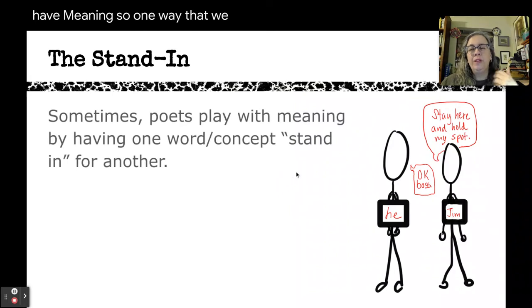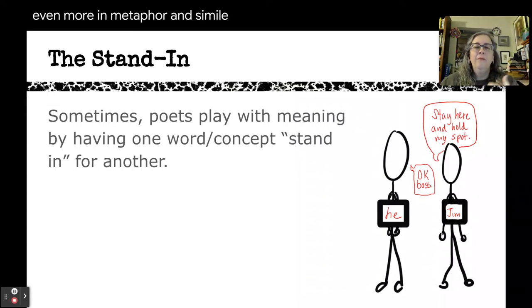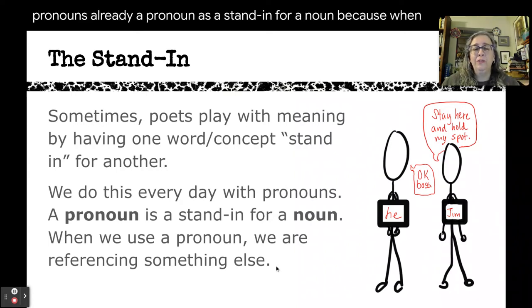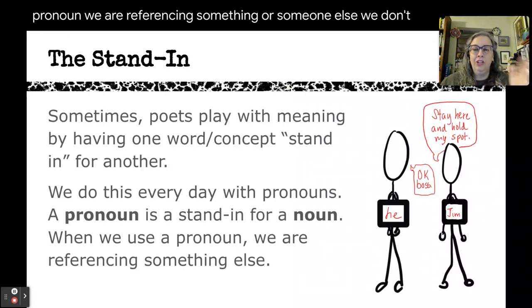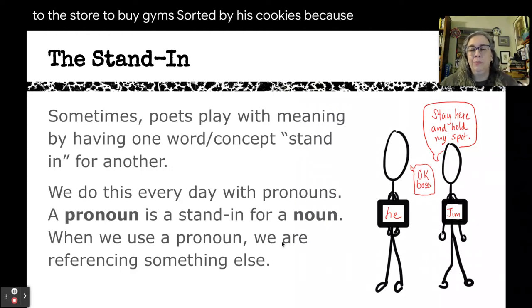So one way that we want to talk about words that have multiple meanings is to talk about stand-ins in poetry. And we will get into this even more in metaphor and simile, but it's important for now to understand that this can be used a lot of ways. So for example, we do this every day with pronouns already. A pronoun is a stand-in for a noun because when we use a pronoun, we are referencing something or someone else. We don't say Jim goes to the store to buy Jim's cookies. We say Jim goes to the store to buy his cookies because he, the pronoun, is standing in for Jim.